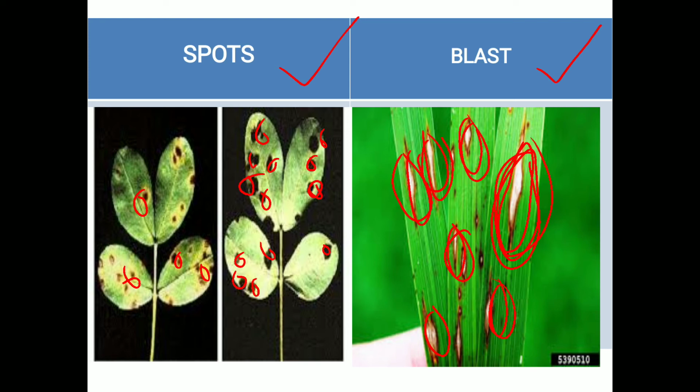For control of spot and blast, we can use different chemicals. Among them we can use Tilt, at a rate of 0.5% per liter of water. So this is the control measure. Along with that, we can use the chemical COC for control of spot and blast. Copper oxychloride or blue copper is used at a rate of 0.25%, that is 2.5 gram per liter of water.